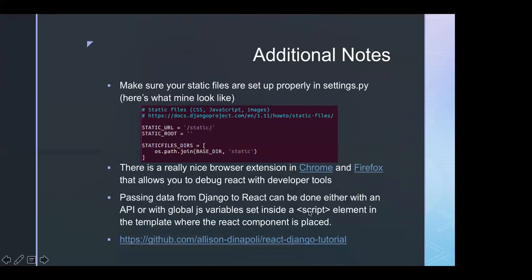There's a really nice browser extension in Chrome and Firefox that allows you to debug React with developer tools. And you can pass data from Django to React either with an API, or you can have global JavaScript variables set in a script within the HTML or the template, and React can grab those if it's placed on that same page. So both of those can be used to pass data back and forth. An API is recommended, but sometimes you need a different way, or it's just one value and you don't want to create an API for one value.